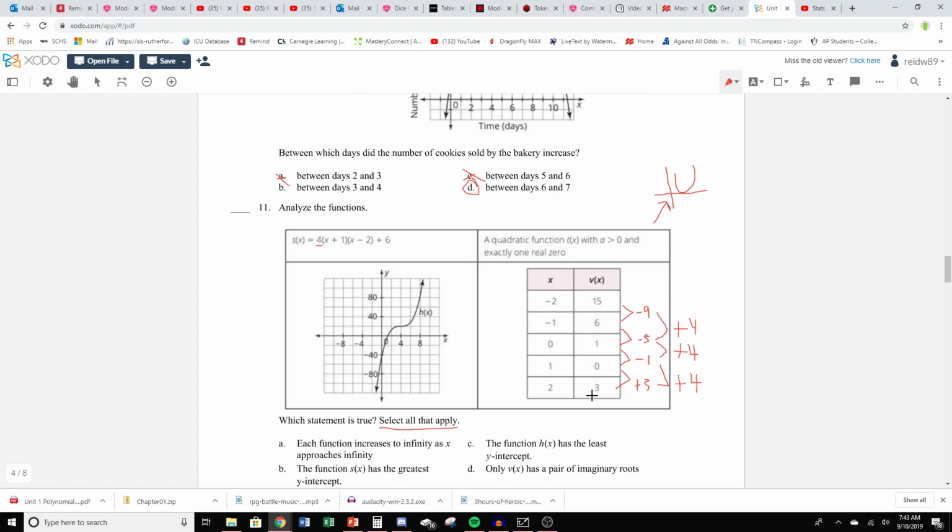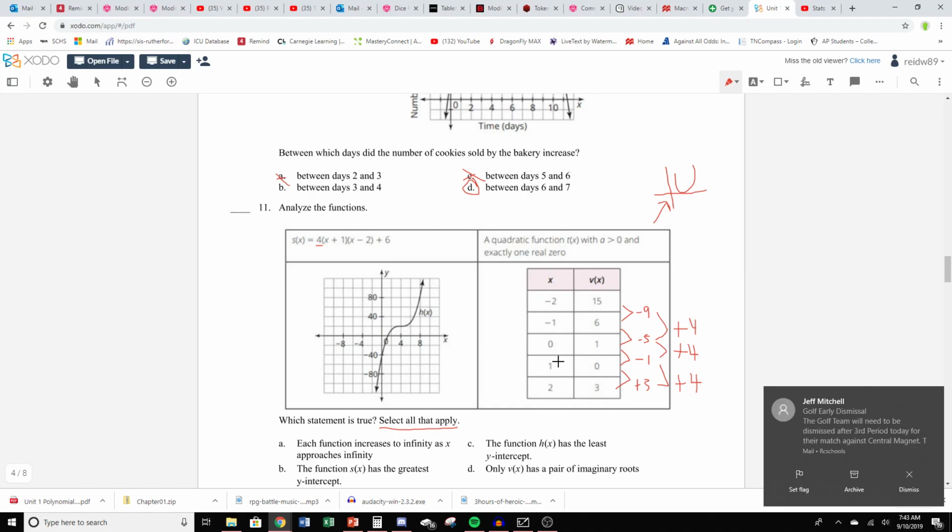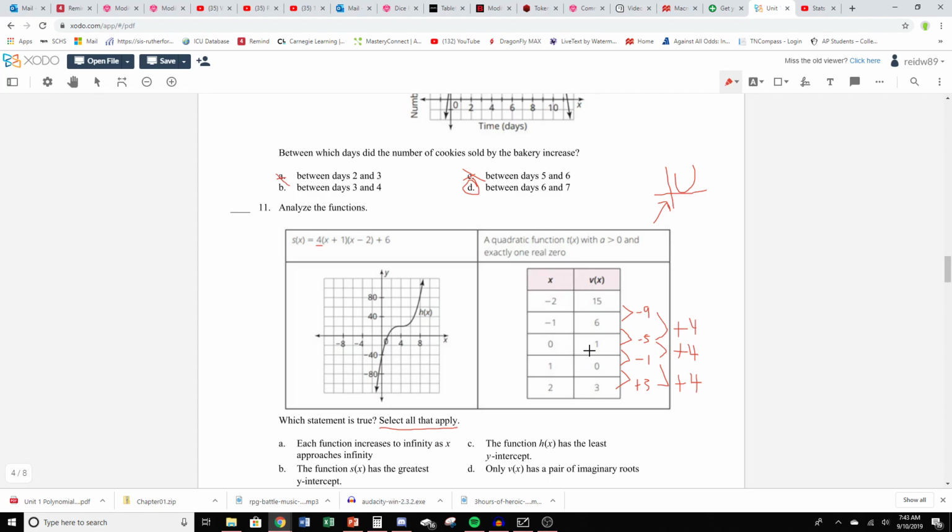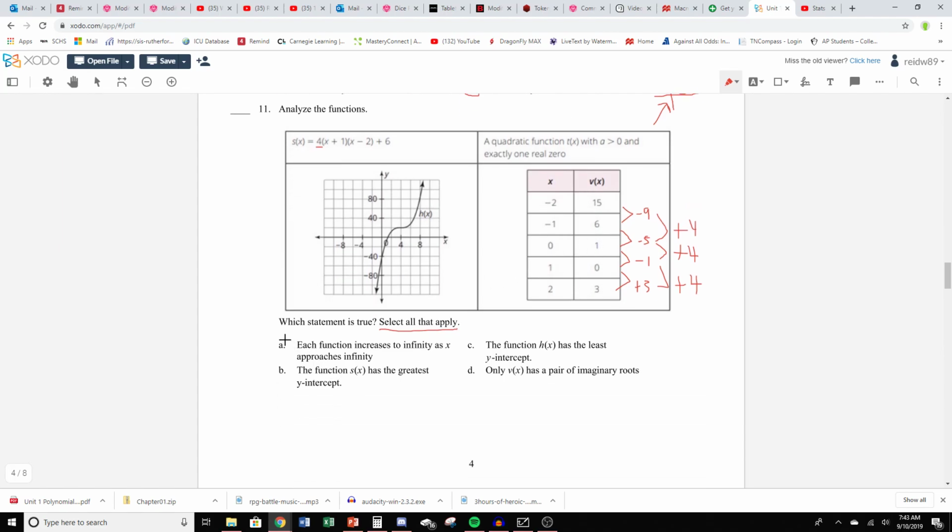This one's true. On this graph here, it seems as the x's are going up over here, that it's going to be going up to infinity as we continue with these x's because it's going down, down, down, down, and then starts going back up again. So this is positive. So actually, this is a true statement, but we got to select all that apply.